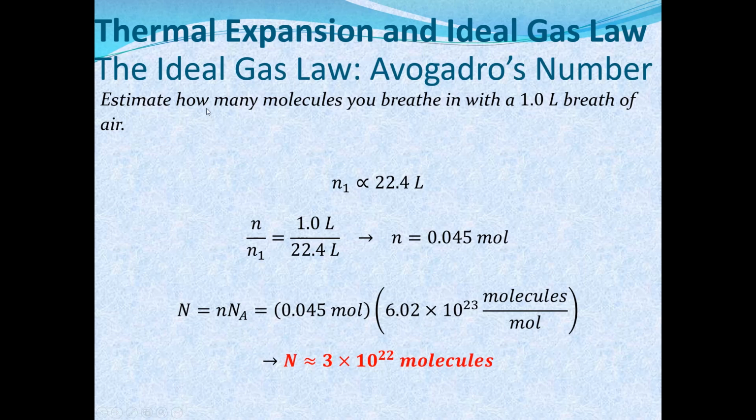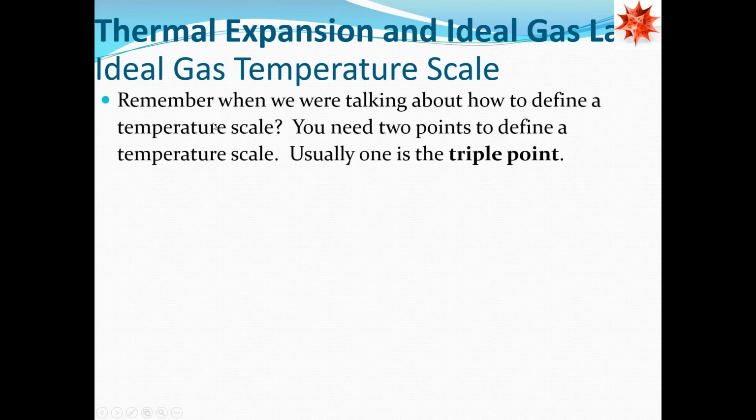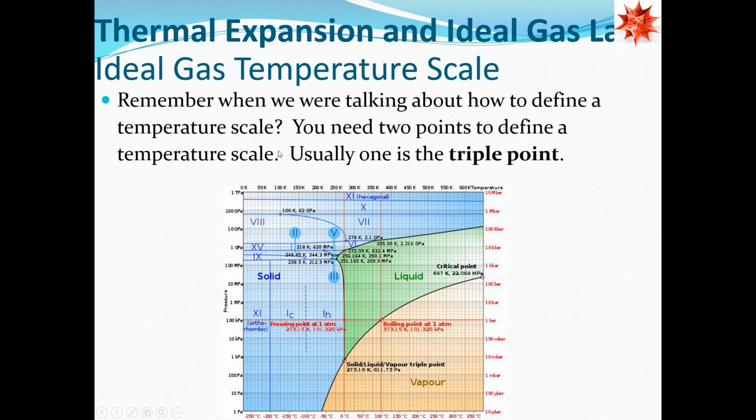All right. So I'm pretty much going to skip a lot of this. Basically, I had mentioned before that when we do temperature scales, we tend to pick 2 points. One of the points that they normally always try to use is something called the triple point.